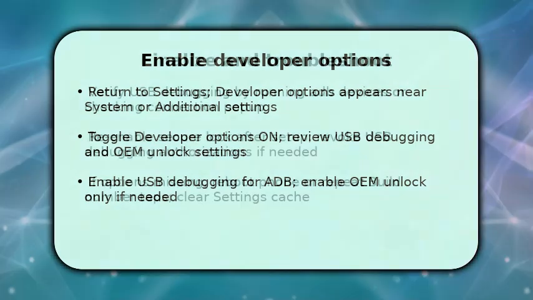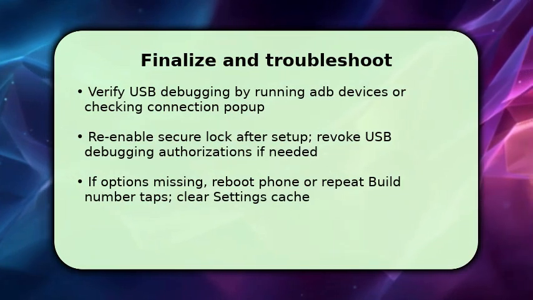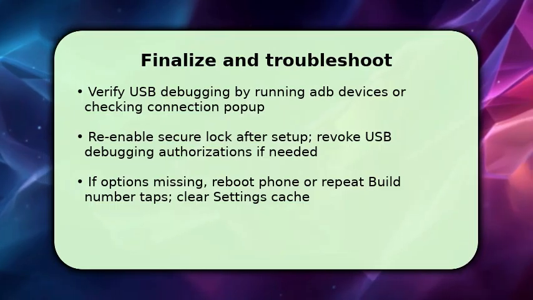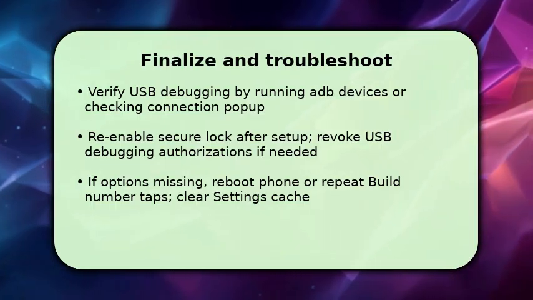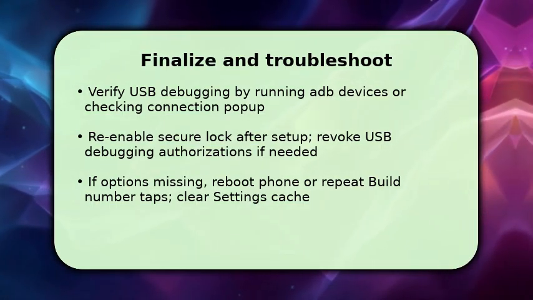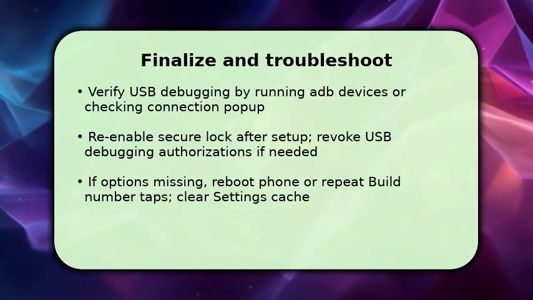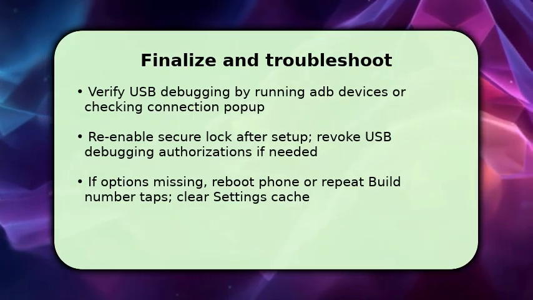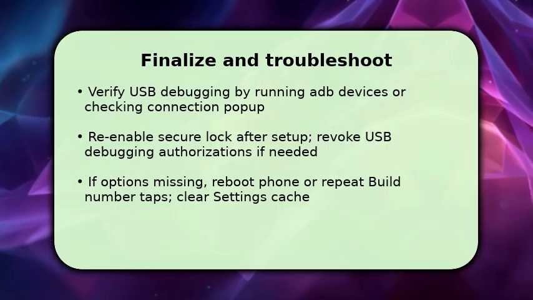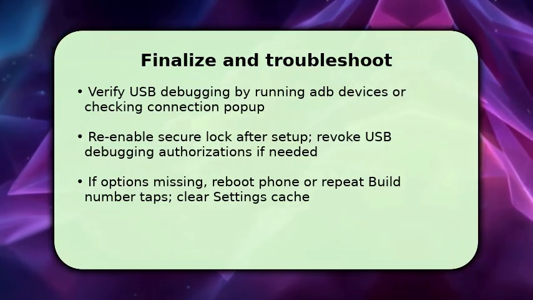You finish by verifying the options work. Connect via USB and run ADB devices, or accept the debug authorization prompt on the phone so the host shows up. After confirming, make sure to re-enable your secure screen lock to maintain device safety and revoke USB debugging authorizations if you later connect unfamiliar machines.